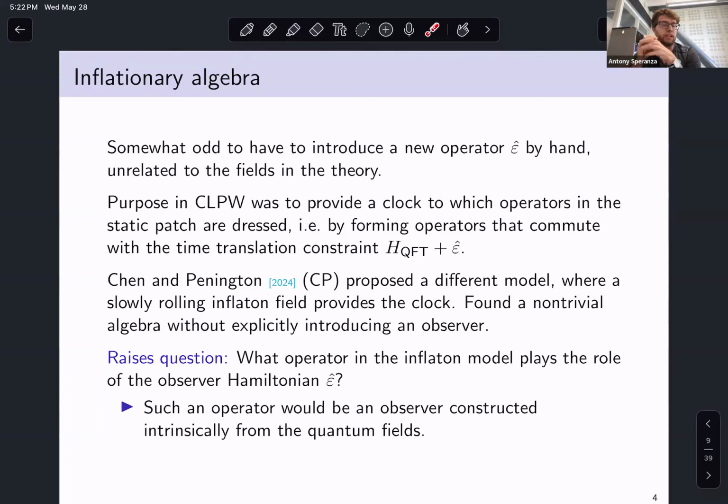That's kind of nice because now there's no observer really in that story. But it does raise a few questions that I was interested in. In particular, is there something that was playing the role of this observer Hamiltonian from the other construction? That would be interesting because then this would be a model where you really constructed this observer out of the quantum fields, just because those are the only degrees of freedom in the model to begin with. This is the thing I wanted to explore in this work: how you can think of their construction as an observer and a thing that it's observing, but all intrinsically to a quantum field setup.